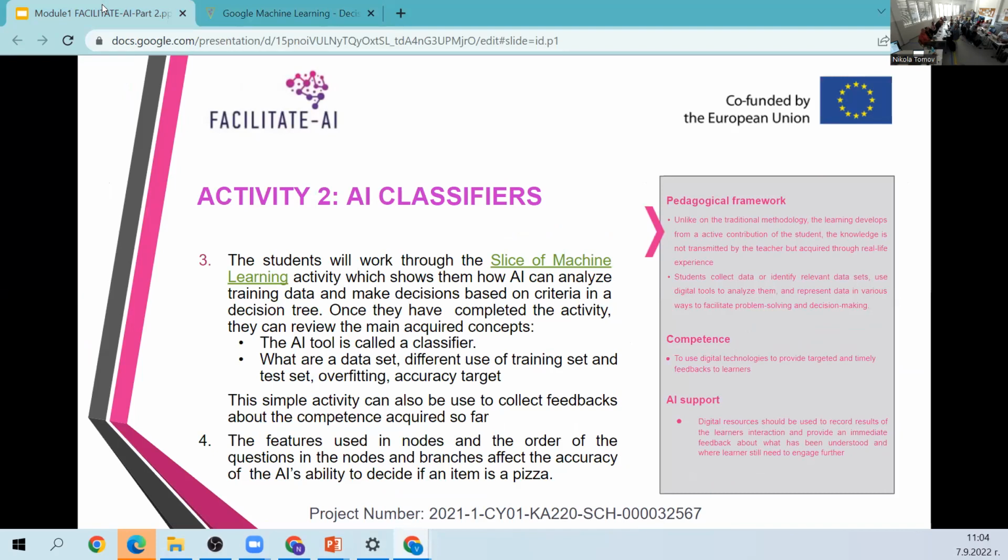With a slice of machine learning activity, we show them how AI can analyze training data and make decisions based on the criteria specified in the decision tree. Once they have completed the activity, they can review what they have done before. The AI tool is called a classifier. What are the data set, the different use of training set, and overfitting. They can understand the concept of overfitting, because if we go too far, we may find a case that is an exceptional case, in a simple way for them. So they understand what overfitting means.